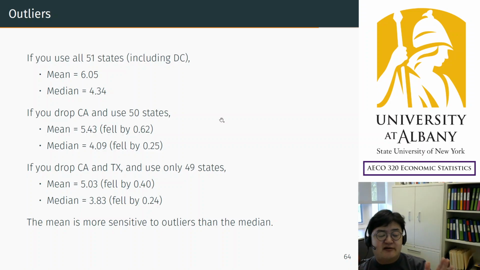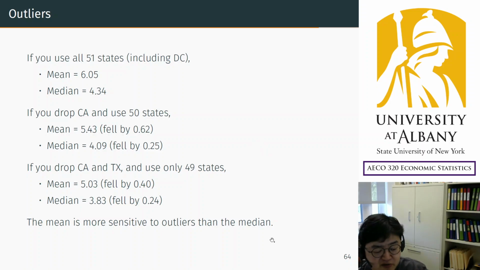From this kind of experiment, you can easily see that the median is more stable, and the mean is more sensitive to outliers. And so if you happen to have a huge outlier, you may make a misleading decision.